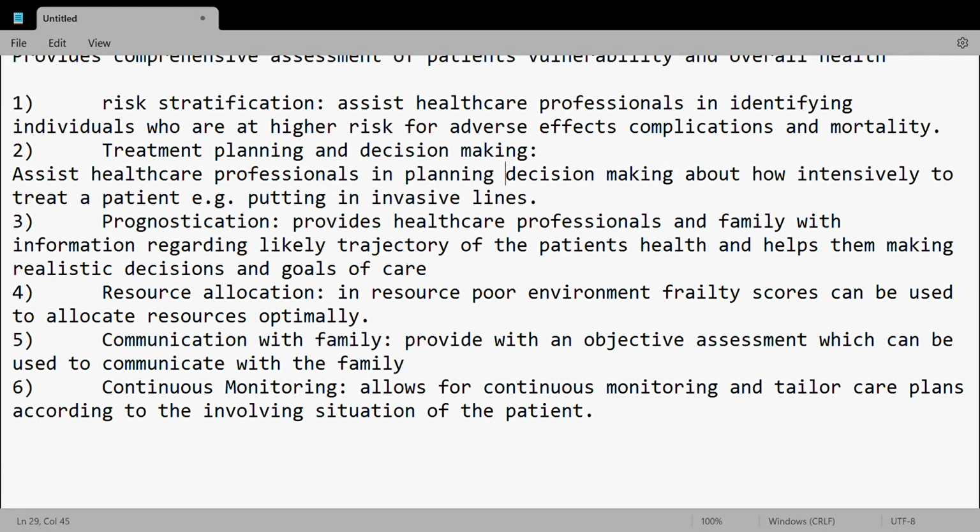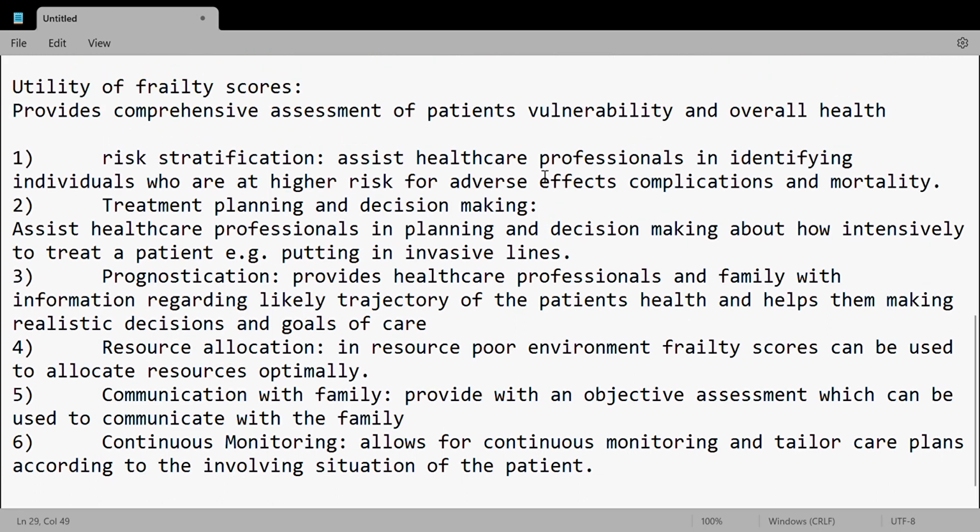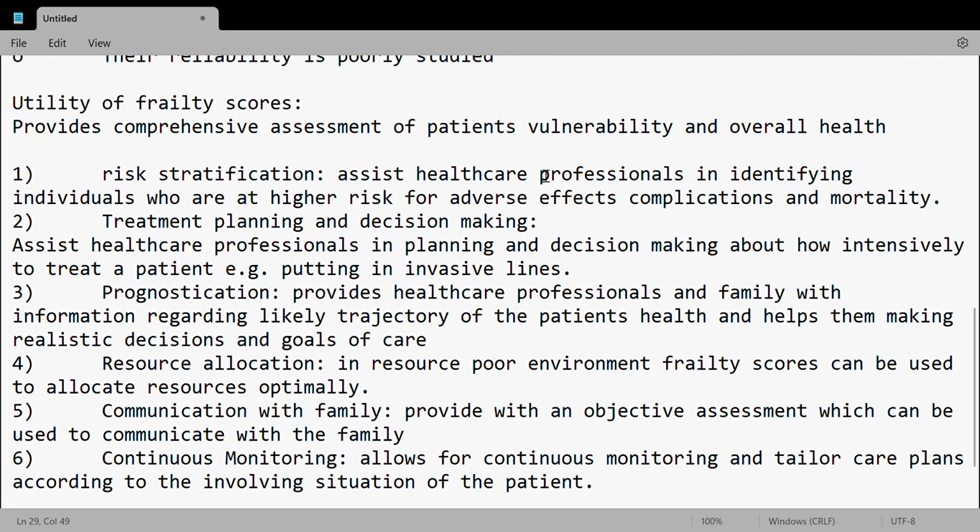decision making about how intensely to treat a patient. Example, putting in invasive lines. Number three, prognostication. It provides healthcare professionals and family with information regarding the likely trajectory of the patient's health and helps them in making realistic decisions and goals of care.